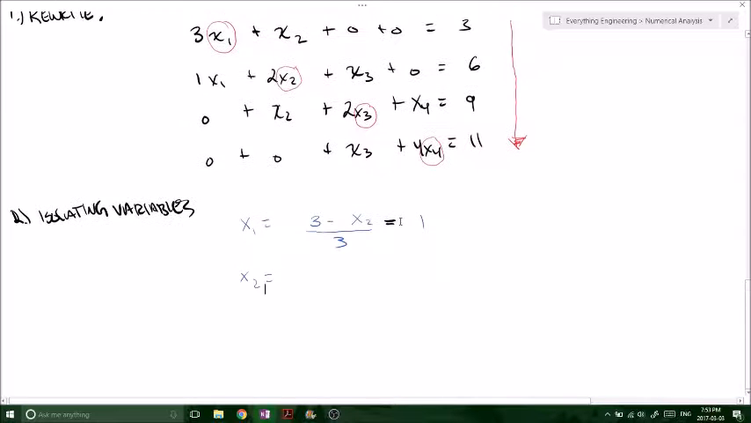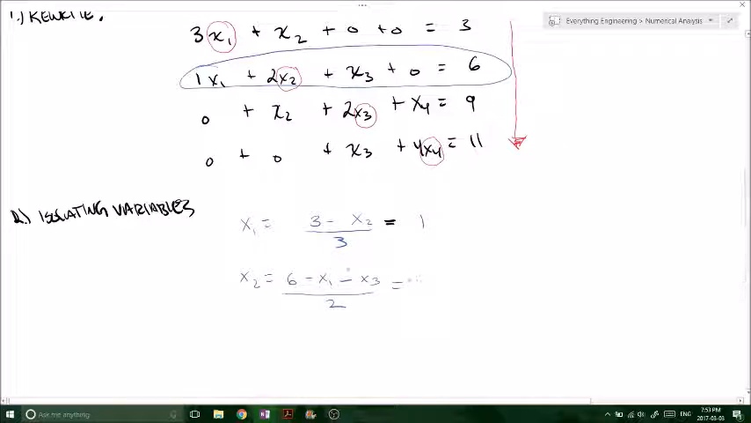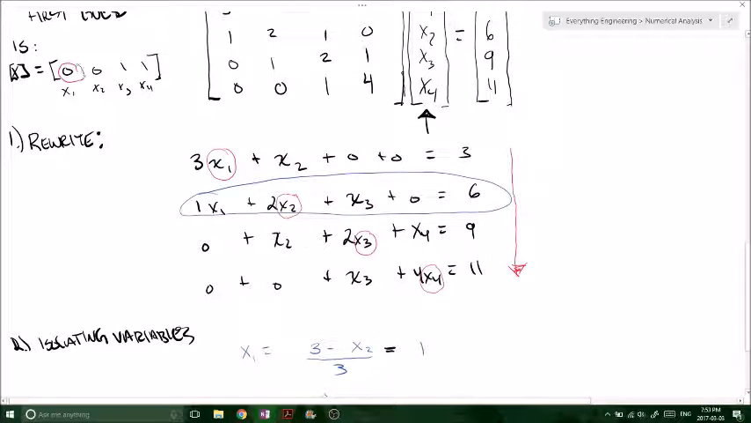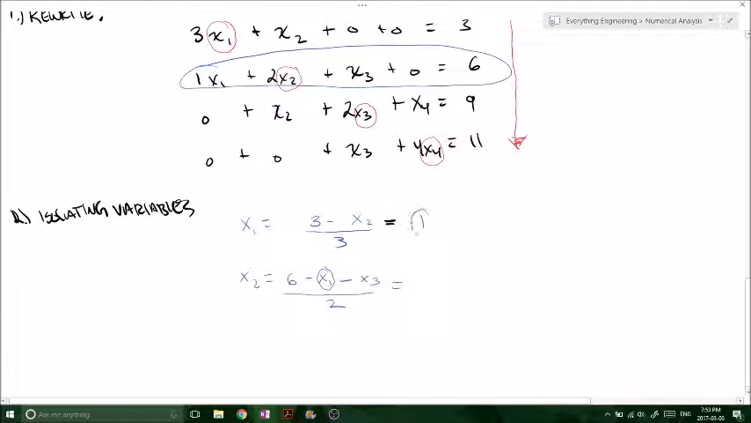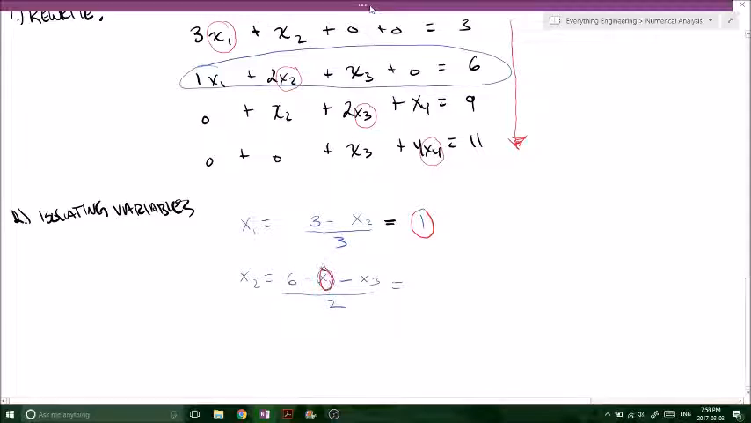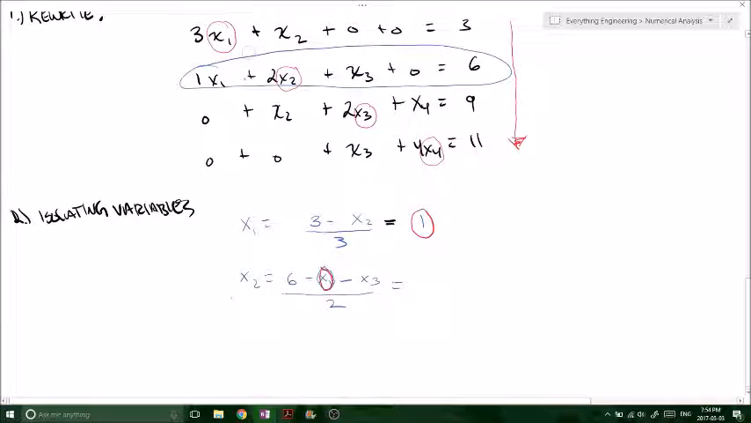And now isolating for x2 from the second formula is going to look like this: (6 minus x1 minus x3) all over 2. So plugging in our values, remember, we've just solved for x1. Our first guess showed x1 equaling 0, but now since we've solved x1 to be equal to 1, that's what we're going to use for our first iteration with x2. And then our x3, because we haven't solved for it yet, is still our initial guess of 1. So this gives us x2 equals 2. This is pretty simple.